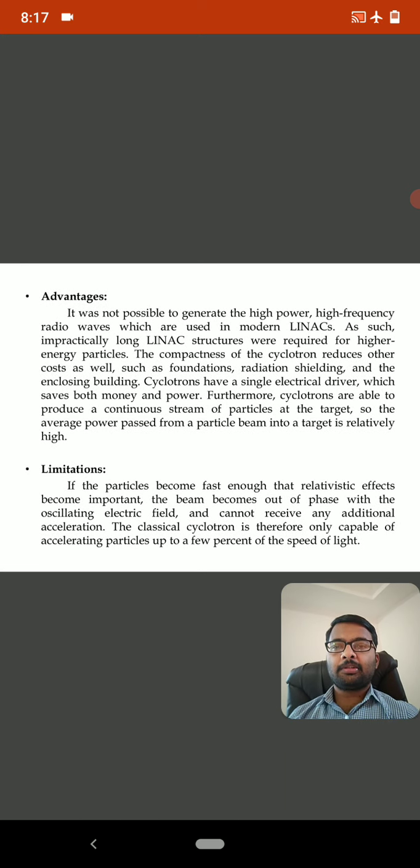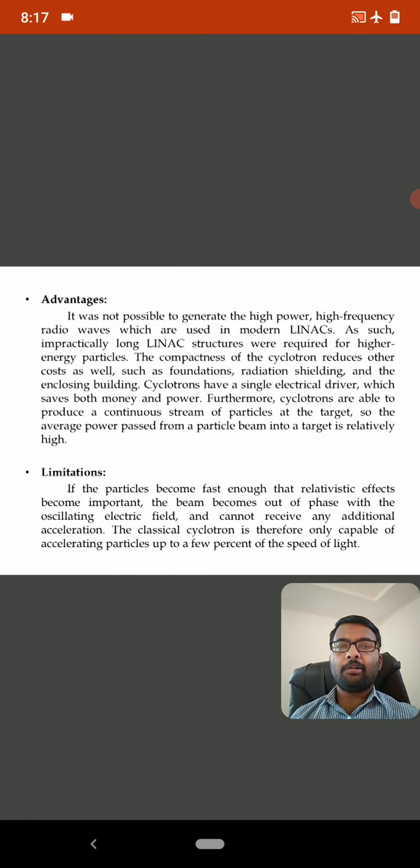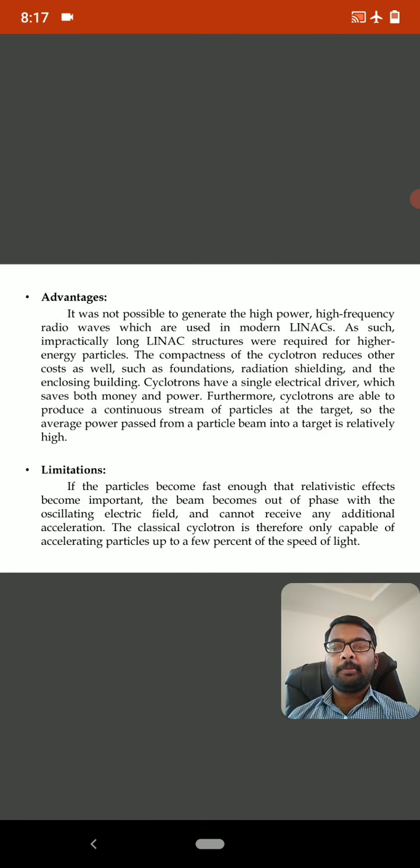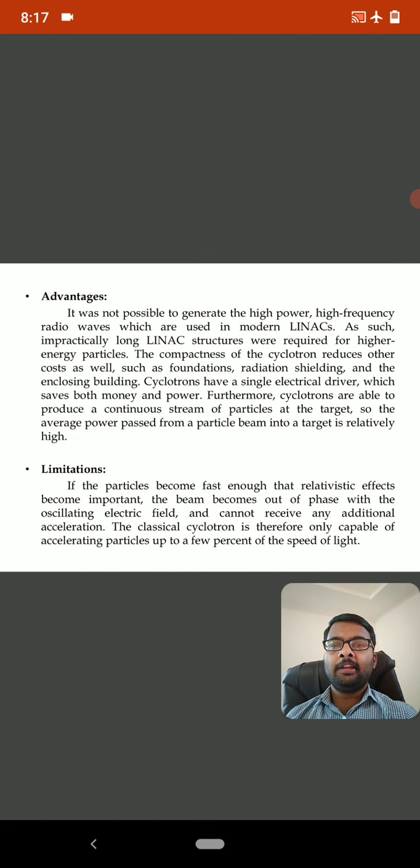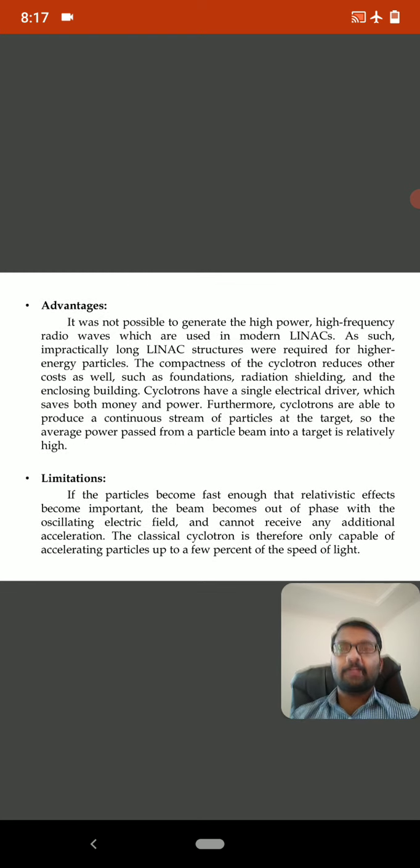In the next one or two sessions, we will solve some of the problems based on the linear accelerator or the cyclotron accelerator resonance frequency, then the calculation of binding energy, then the different types of radioactivity, that is alpha decay and beta decay. So we will solve some of the problems on these concepts in the next session.